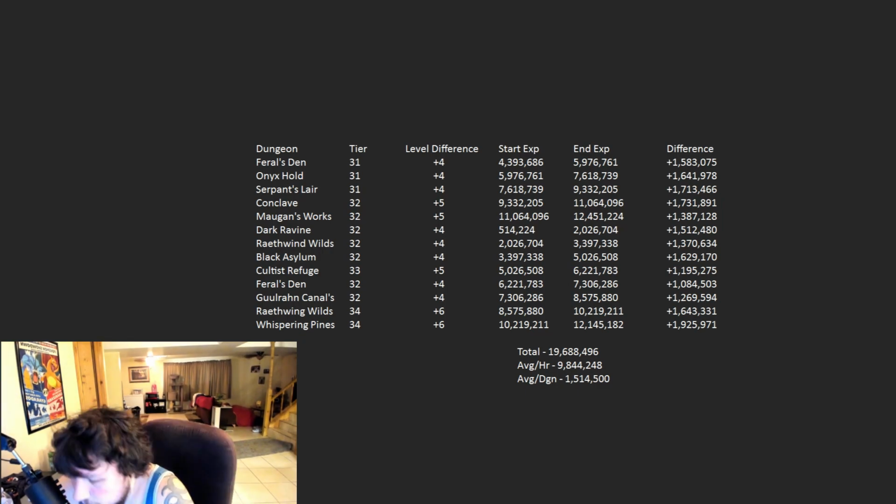So it's all subjective. So instead of focusing on these made-up numbers, let's talk about what we can actually do to optimize our experience gain, right? The first step to optimizing your leveling is making sure that you are picking tiers of nightmare dungeons that are 3 levels higher than you.